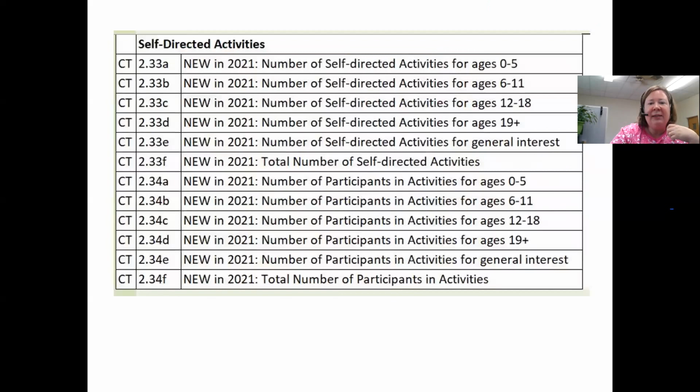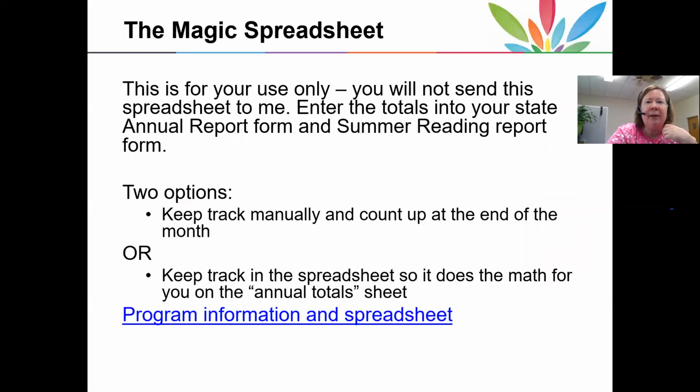We're going to hop back. So all of these self-directed activities questions are new. You're going to count the number of activities and then the number of participants. So those will all get reported there. All right, we're hopping ahead.